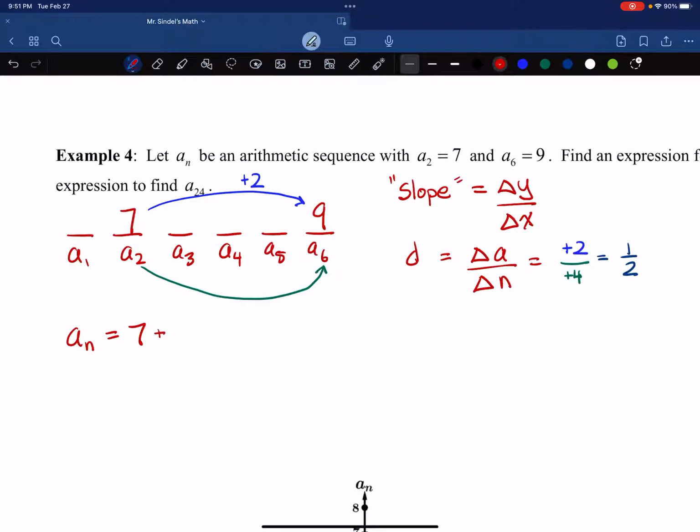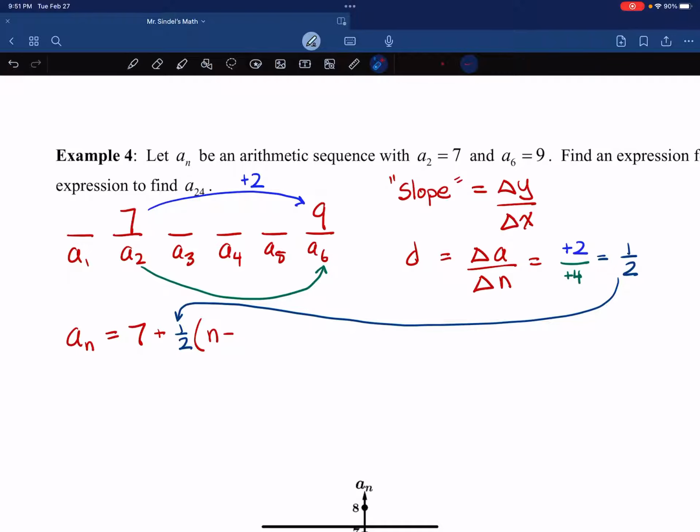And then I add the common difference, which we just found. The common difference is 1/2. And then I'm going to multiply it by n minus, what was the term number? The second term is 7, meaning 2 goes in over here. So we have 2. So we have our formula now.